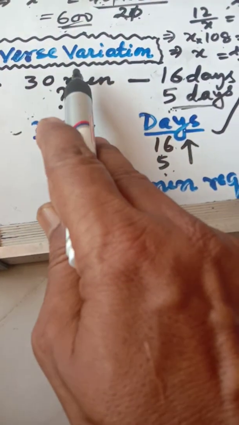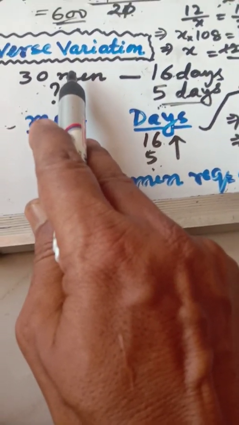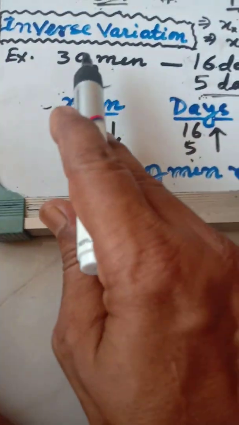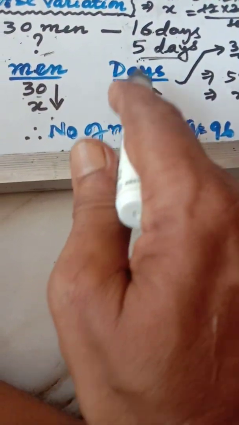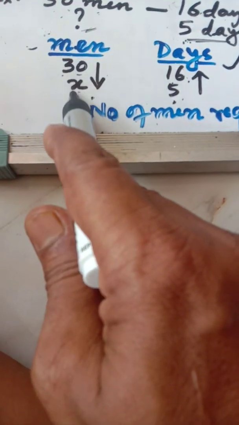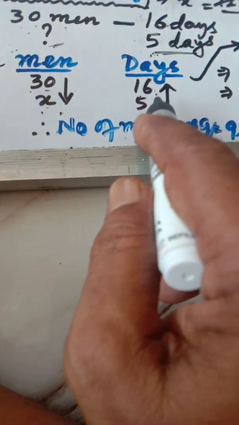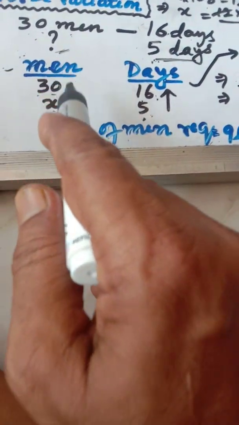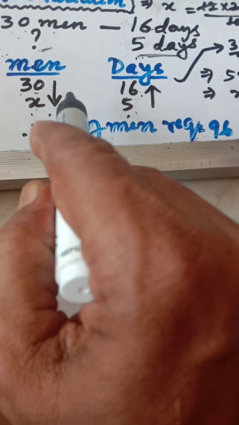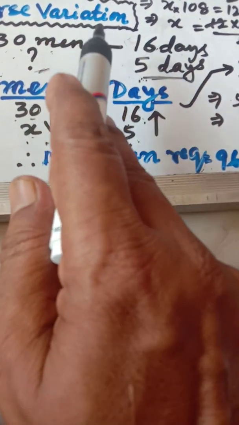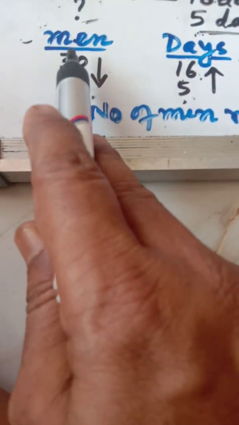So what you do: there are two subjects, men and number of days. For 30 men, 16 days; 5 days is given, and this is x. Now put an arrow towards x. Then for the successive column, will the arrow be downward or upward? To decide this, think whether it's an inverse variation or a direct variation. It's an inverse variation, so naturally it has to be in the opposite direction, the upward direction. Your job is over. You have done the sum.